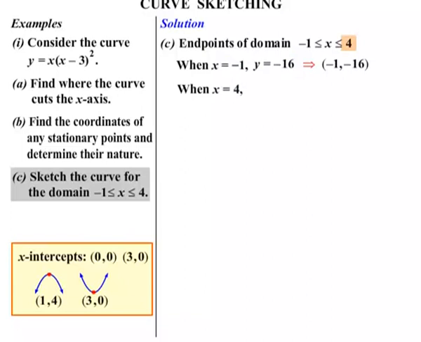Now, what happens when x equals 4? I'm glad you asked. We substitute that into the equation. We end up getting that y is also equal to 4. So that gives us the point (4, 4).